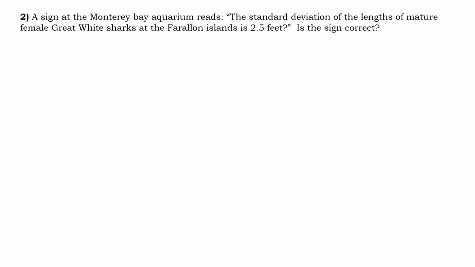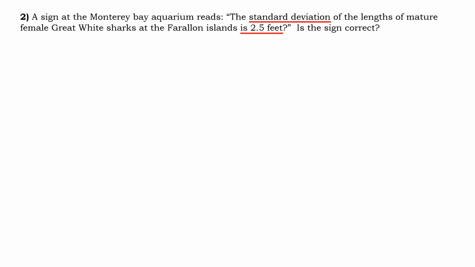Example 2. So there's a sign at the aquarium. It says the standard deviation of the lengths of mature female great white sharks is 2.5 feet. We want to decide if that's a true statement or not. So that's a theory, an idea that we have to test the validity of. Okay, so again, alternative hypothesis is always the first step. So we were asked about the standard deviation of all the female great whites at the island. So we were asked about the standard deviation of the population. Right? And we want to know if that is 2.5 feet.